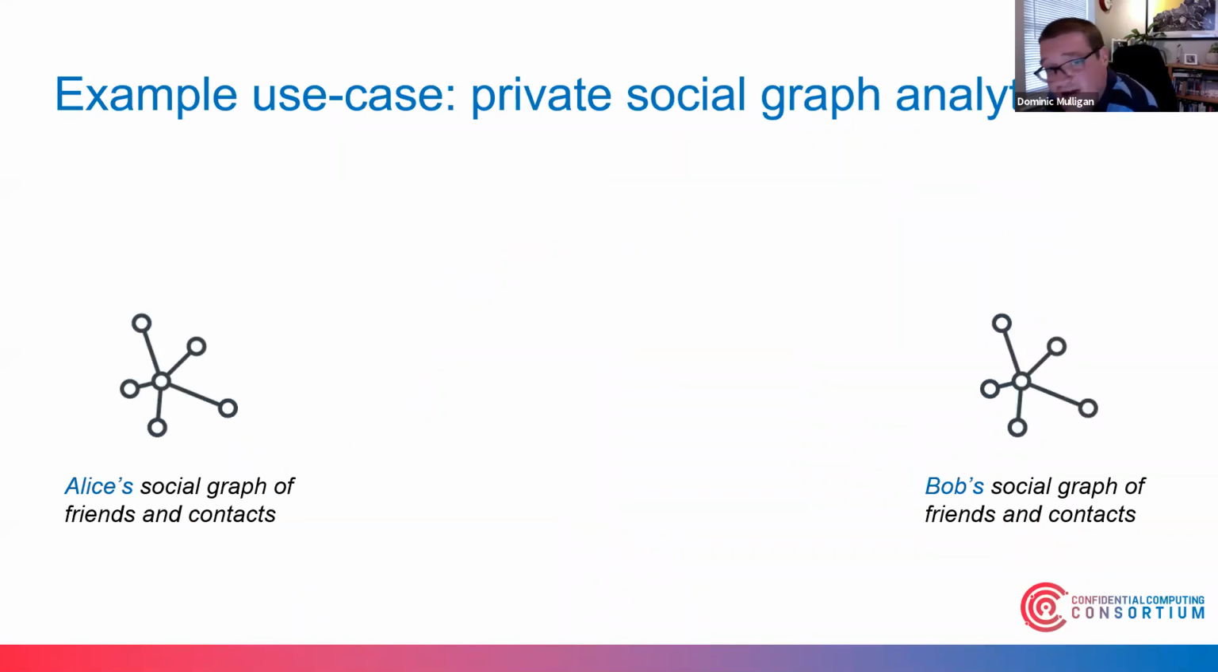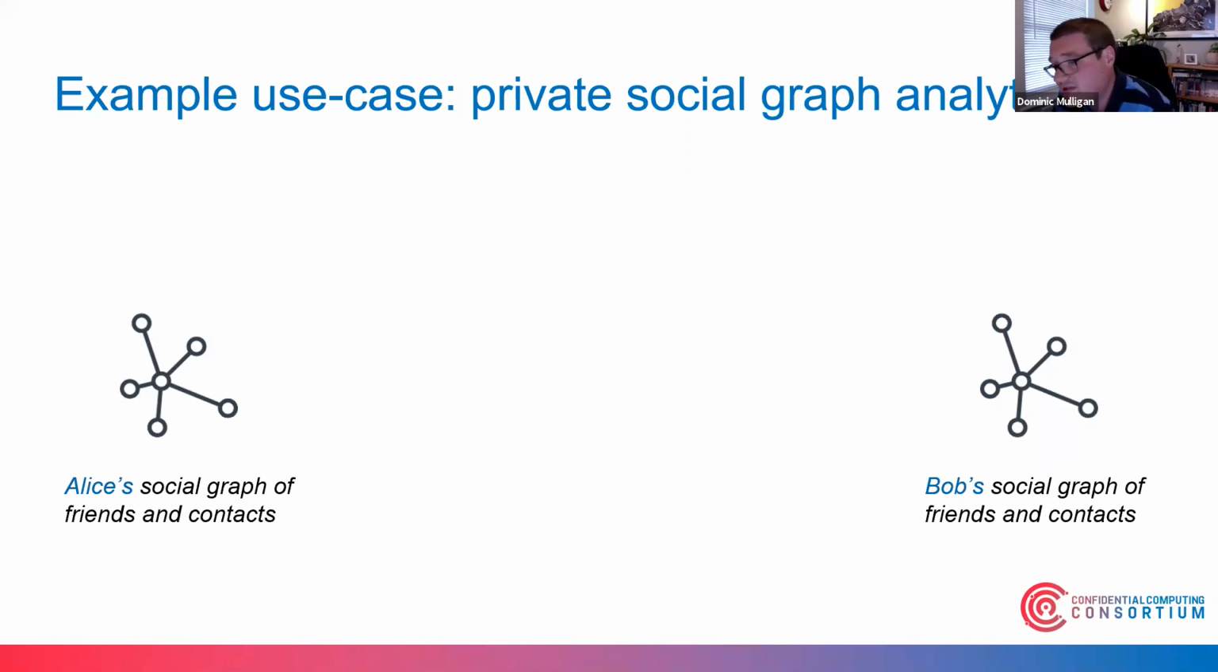Another use case, another example, would be private social graph analytics. Imagine we've got two mistrusting individuals, Alice and Bob, and they each have a private social graph. What they want to do is come together and find out whether they have any contacts, friends or enemies in common. But neither of them wants to let on who they actually know, the full extent of their social graph. So again, they could use Veracruz for this.